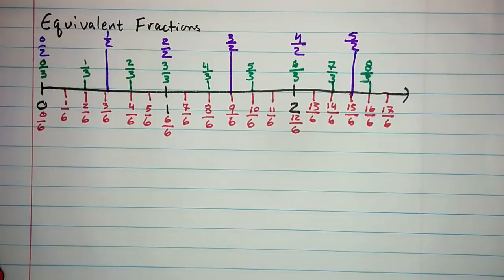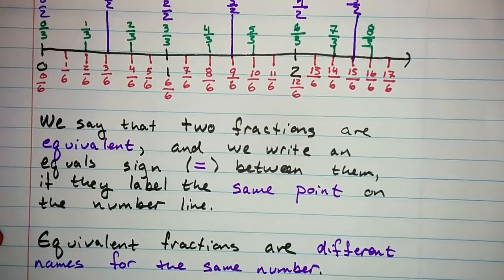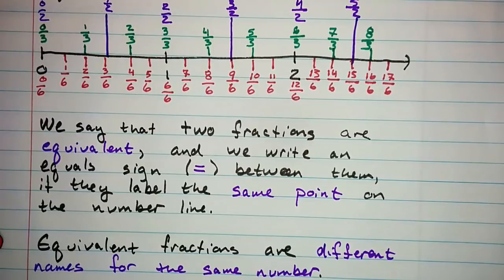When a point has more than one label, we call the labels equivalent fractions. Or another way to say that is, we say that two fractions are equivalent, and we write an equal sign between them, if they label the same point on the number line. And this equal sign is not a coincidence. Equivalent fractions are just two different names for the same number.